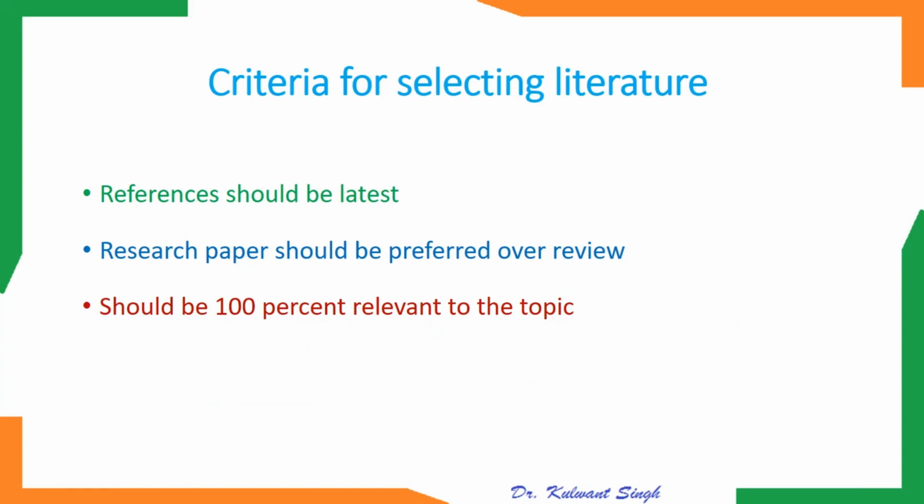Now, criteria for selecting the literature. When you are searching the library, online databases or any search engine, how do we select appropriate, good papers and sources for your literature review? Your references should be the latest, but never miss an important source that is not the latest, or you can say the original source. Research papers should be preferred over review papers, meaning always prefer primary sources, and your selected sources should be 100% relevant to your topic.